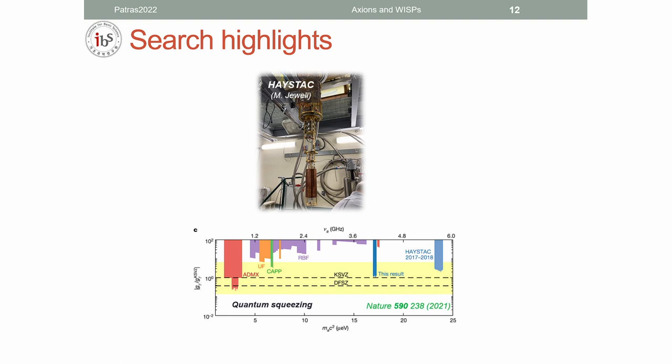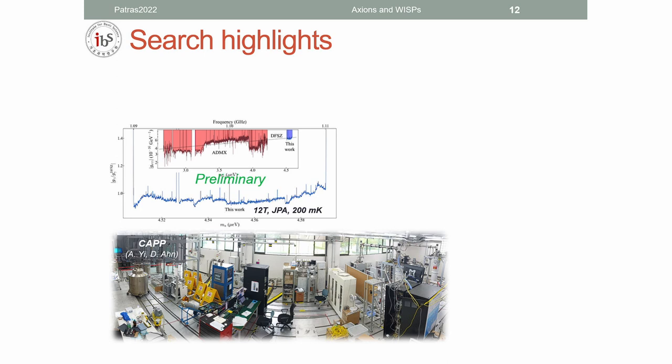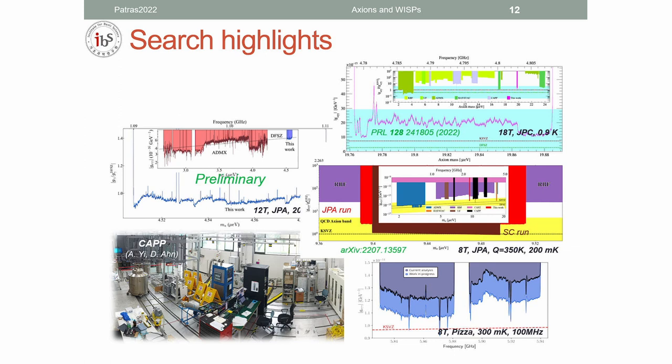Okay, so CAPP, I believe CAPP is one of the most productive places for the last 2 years. Recently, we joined the DFSG club, utilizing a very strong magnetic field and a large volume, and high performance in the JPA, and we achieved 200 millikelvin, which is the lowest noise temperature we have achieved so far in this business. In the meantime, we also have a handful of KSVG sensitive results.